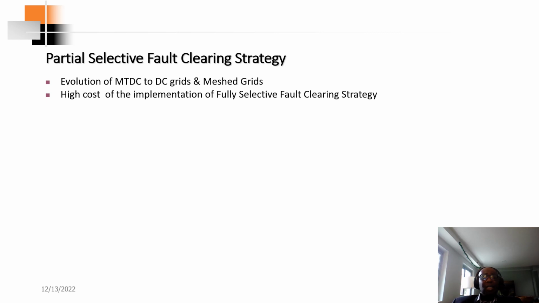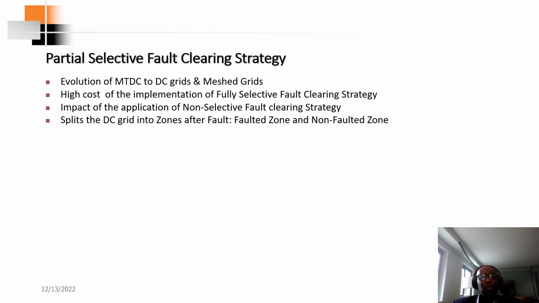When you have a fully selective fault clearing, it is not ideal to introduce a partial selective one because it's very expensive, high cost, because you are utilizing DC to DC converters, and that's very expensive. Hopefully, in the future, as technology becomes cheaper, the cost will go down. And also, when a non-selective fault clearing strategy is not an option, that is when you utilize a partial selective fault clearing strategy.